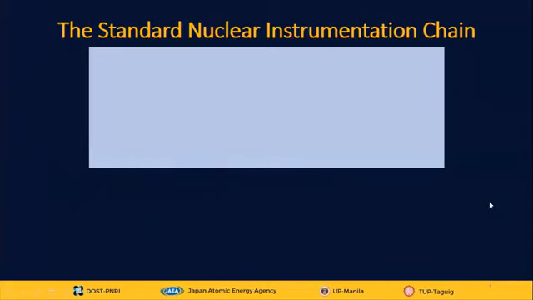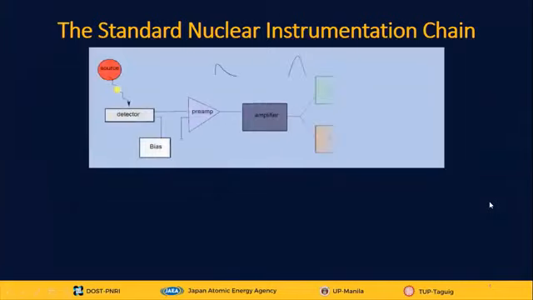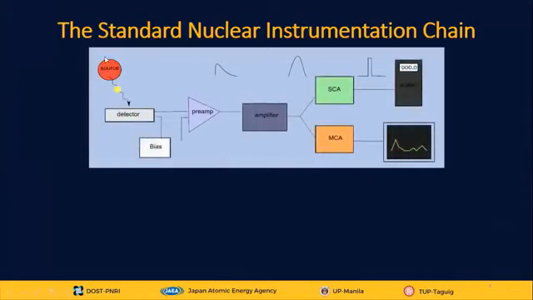So this is the standard nuclear instrumentation chain. We have our radiation source that carries energy. We have a detector that we have been discussing. We have a bias supply to collect the charges, the preamplifier, the amplifier, the SCA or single channel analyzer, and the MCA or multi-channel analyzer. The SCA will give us linear pulses counted by a scaler rate meter. The MCA will be connected to a computer which will give us the spectrum.